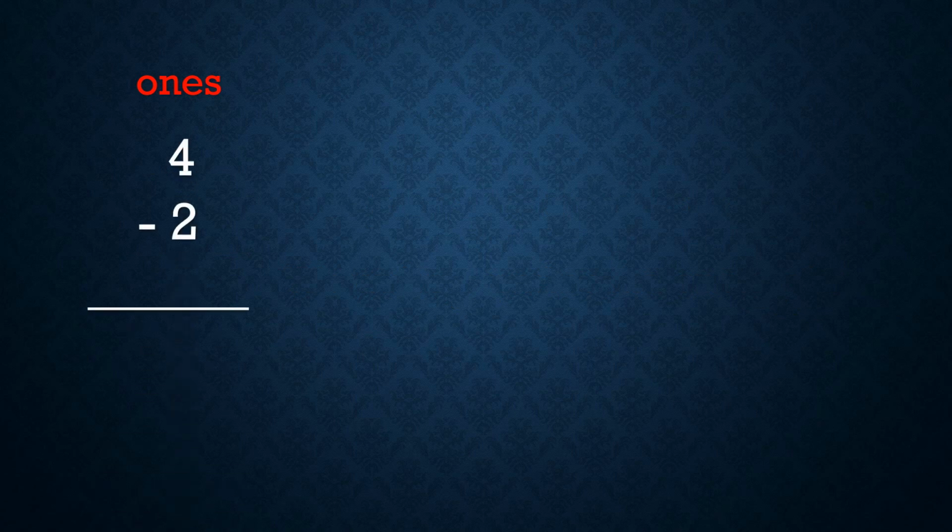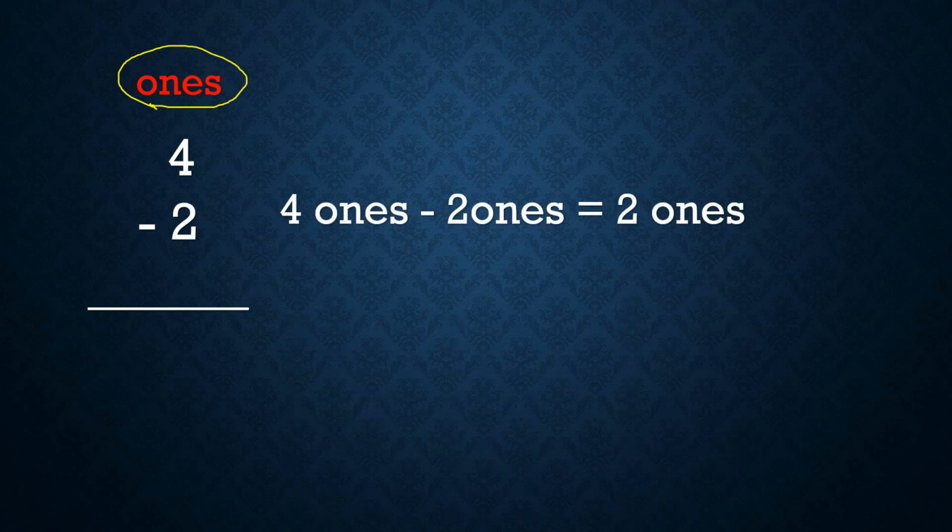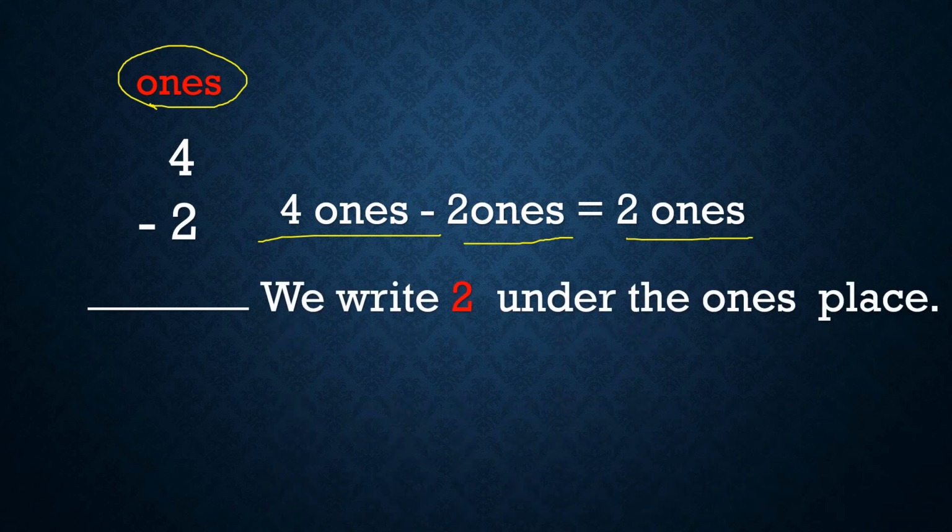Now next, here 4 minus 2. So 4 and 2 are in the ones place. So how can we write? 4 ones minus 2 ones is equal to 2 ones. So we write 2 under the ones place. So 4 minus 2 is equal to 2.